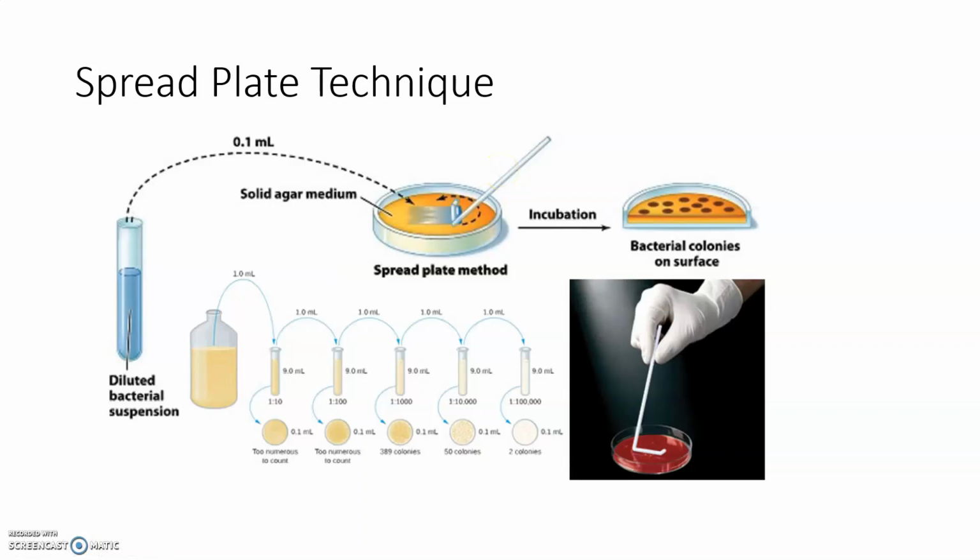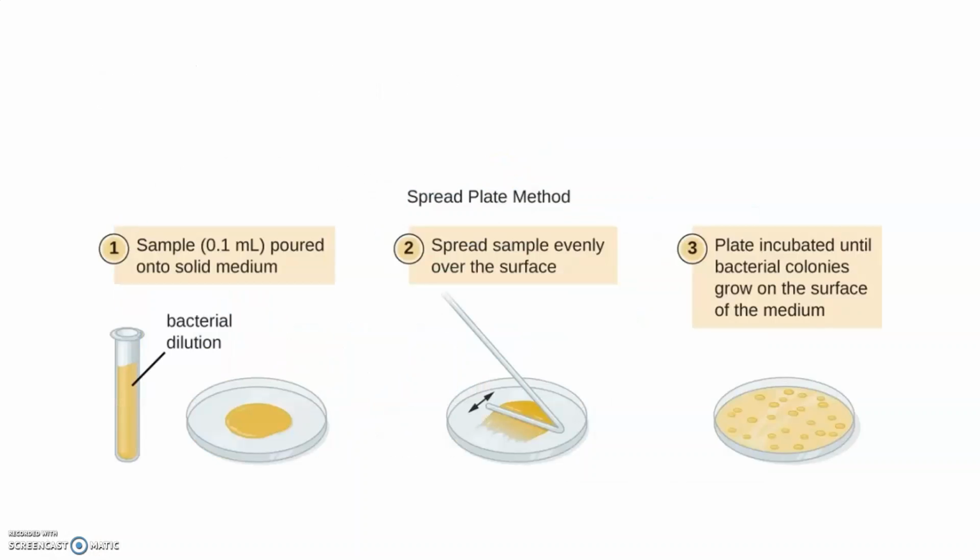Now we can go through the principle, procedure, etc. This method is the same as that method. One more, I am showing another picture. It is a more clarified view. That is, 0.1 ml of solution from the bacterial dilution is poured onto the solid medium, and we spread it like this. Spread the sample evenly over the surface like this, and then we keep it for incubation, and the bacterial colonies grow on the surface of the media like this.